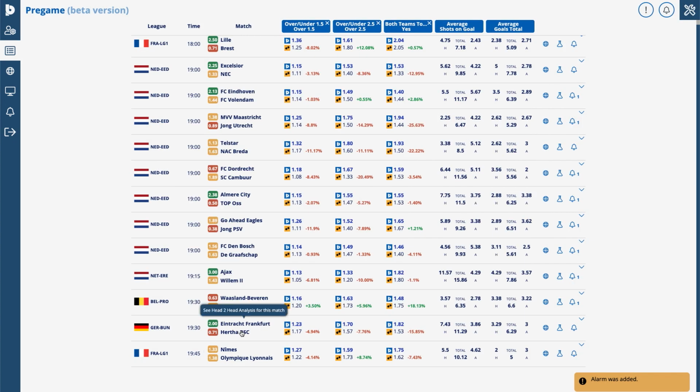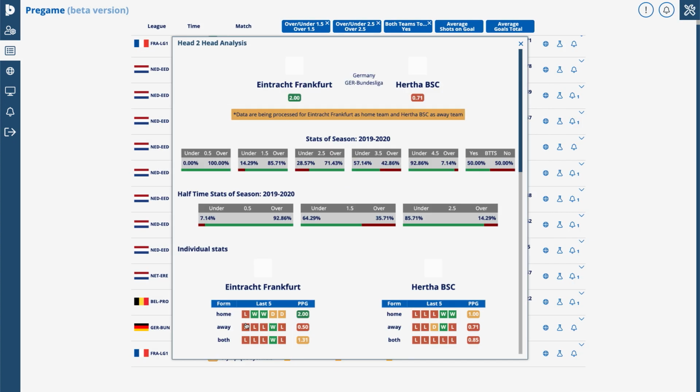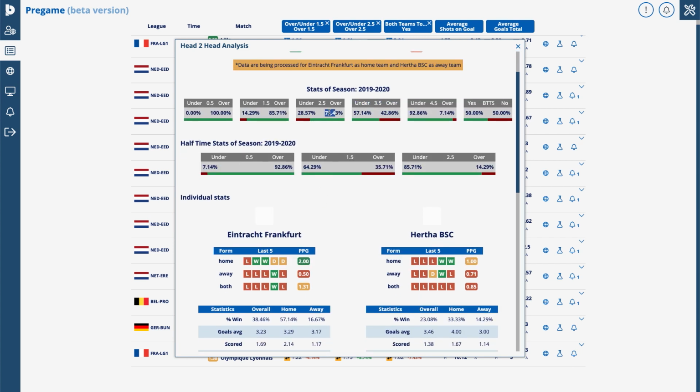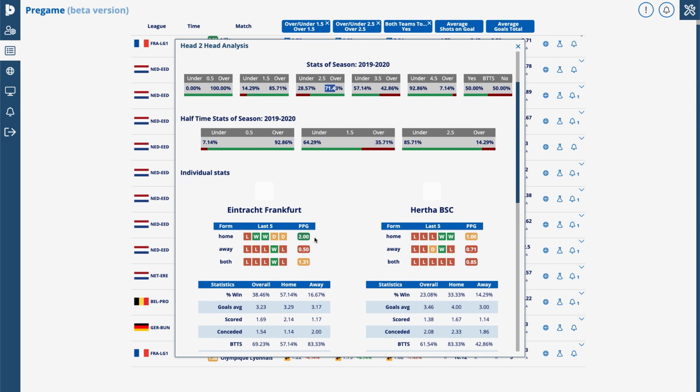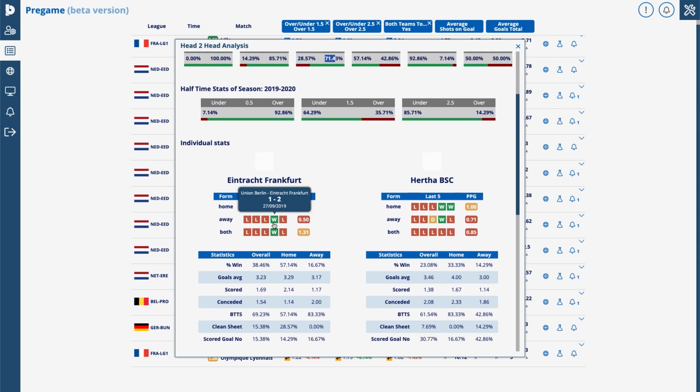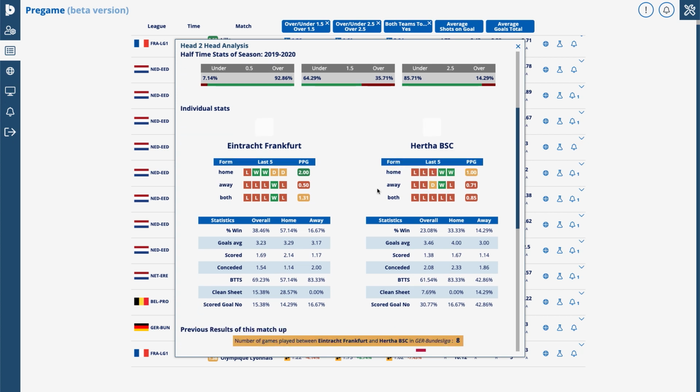Next one, Bundesliga, Eintracht Frankfurt against Hertha. Bundesliga is probably the most over 2.5 league in the planet right now. If anyone has a different opinion, please leave a comment and prove me wrong. But so far, for what I can see, it's even better than the Eredivisie. Hertha is not doing very well away. Seems like a good game for Eintracht Frankfurt.